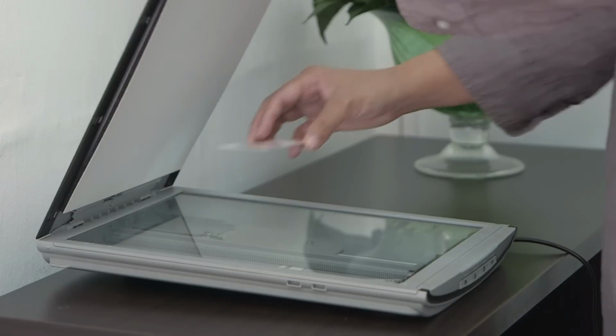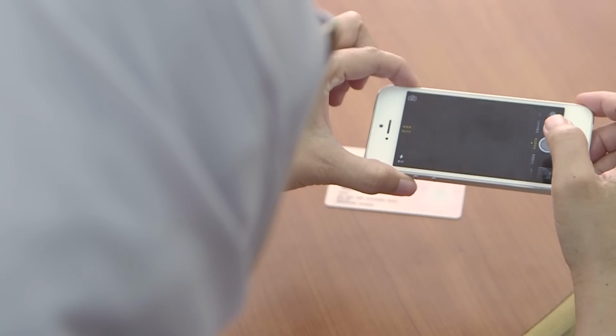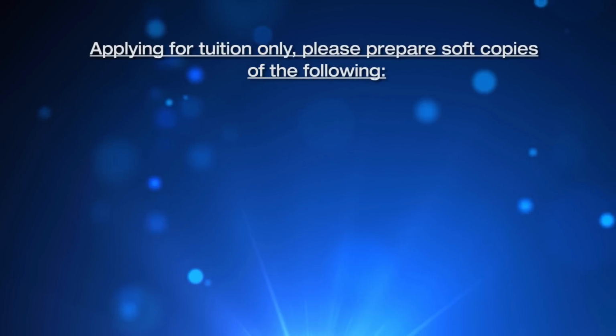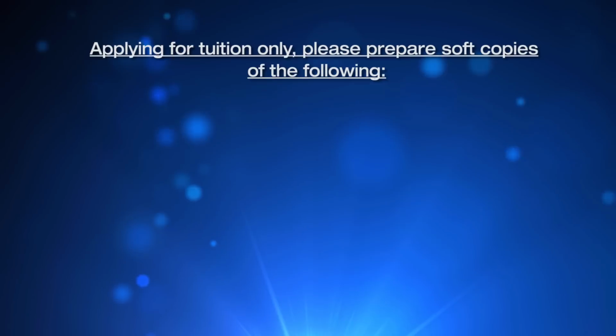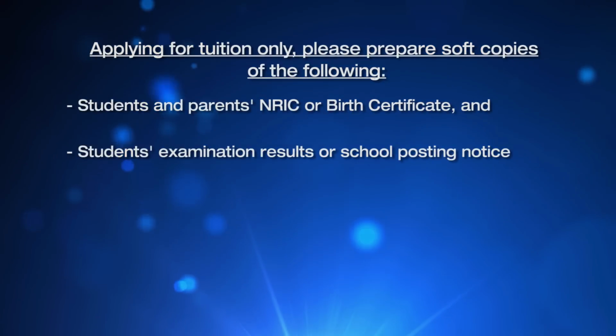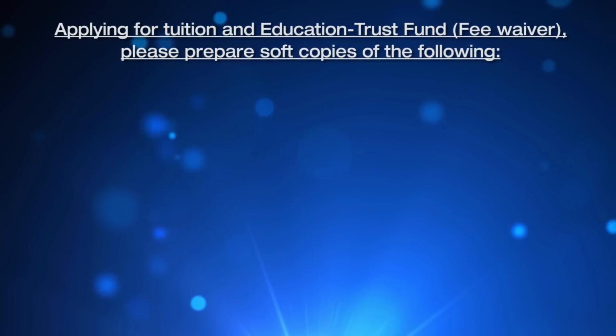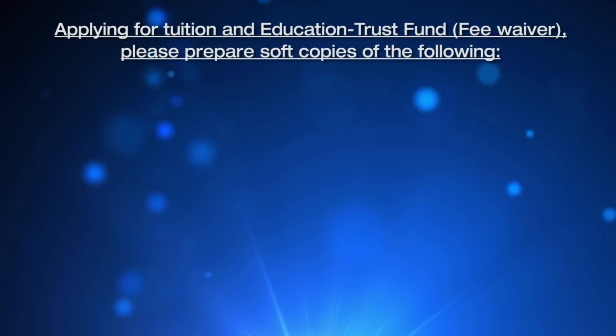You will have to prepare some soft copies of your personal documents. You may do this by scanning or taking photos of the documents. Your documents can be in JPEG, PNG or PDF format. If you are applying for tuition only, please prepare soft copies of the following. If you are applying for tuition and education trust fund or fee waiver, please prepare.